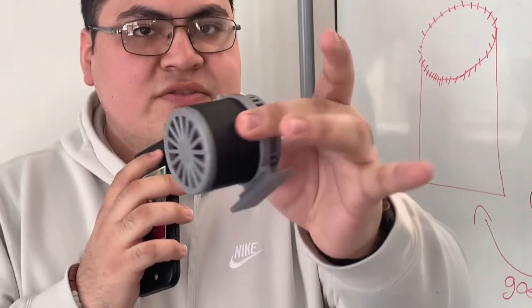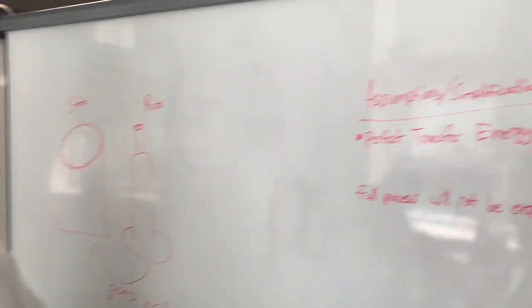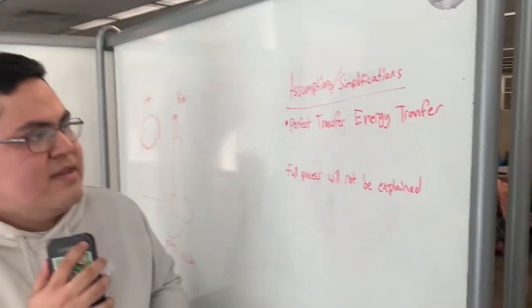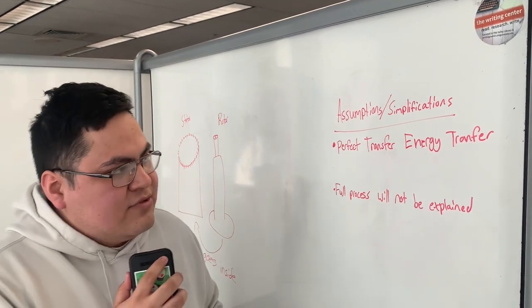This is pretty much the general setup of one. It's pretty much the shell. We're going to have to do a couple of simplifications just to make things easier for us. So our first simplification is we're going to assume a perfect transfer of energy.